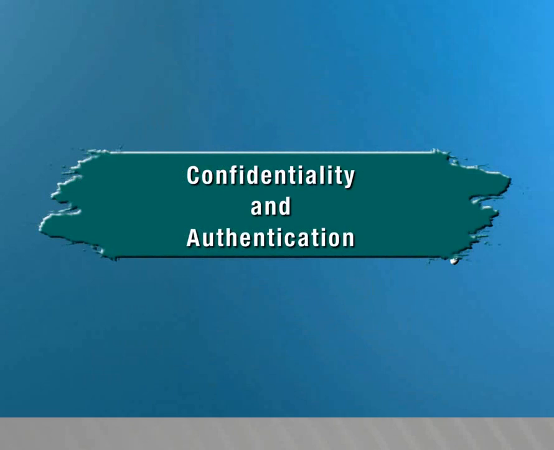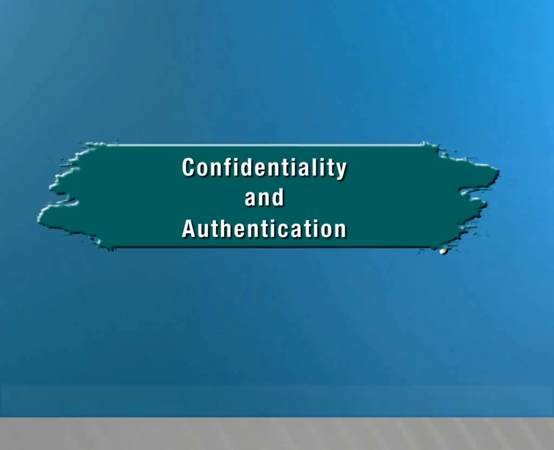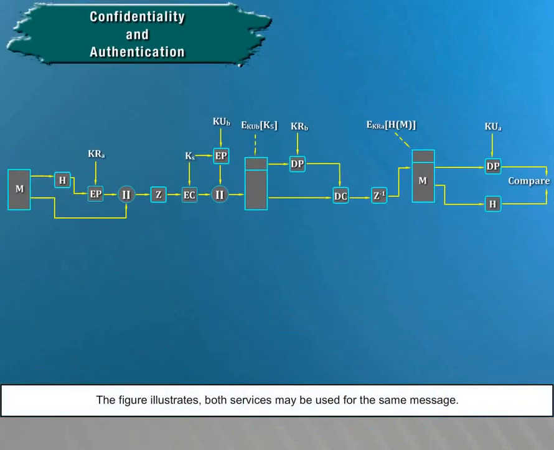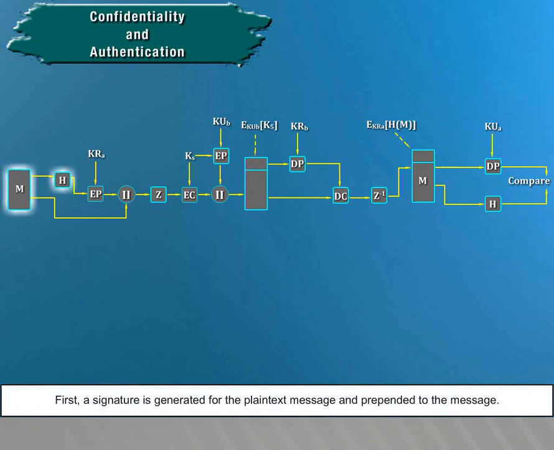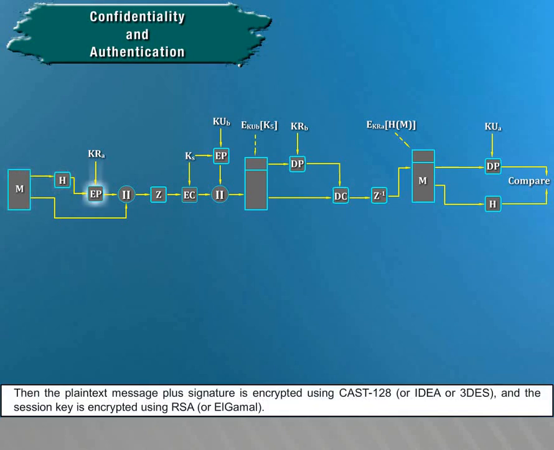Confidentiality and authentication. The figure illustrates that both services may be used for the same message. First, a signature is generated for the plaintext message and prepended to the message. Then the plaintext message plus signature is encrypted using CAST-128 or IDEA or 3DES, and the session key is encrypted using RSA or ElGamal.